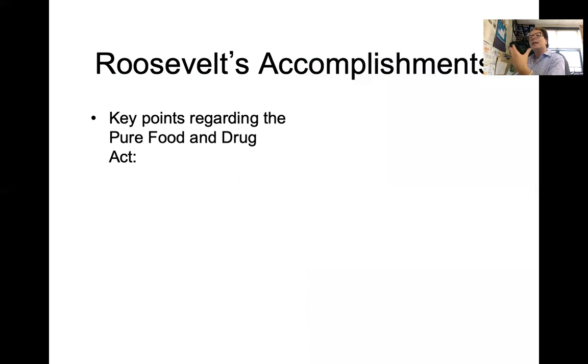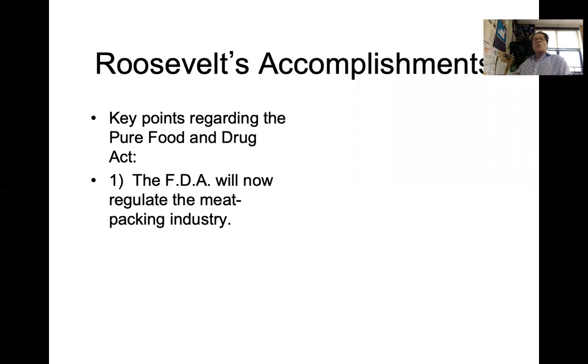So what exactly did the Pure Food and Drug Act do? To me, there were 2 key components of it that you're going to need to know for your major assessment. Number 1, a new agency was created as a result of the Pure Food and Drug Act. It's called the FDA, the Food and Drug Administration. That should sound familiar to you, because the Food and Drug Administration had to initially make the decision to either approve or disapprove of our vaccines in dealing with COVID. Pfizer, Moderna, and Johnson & Johnson.